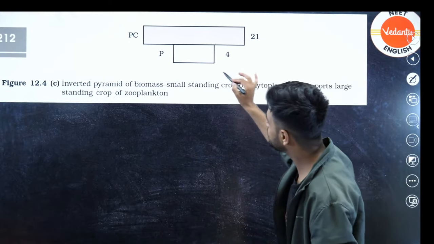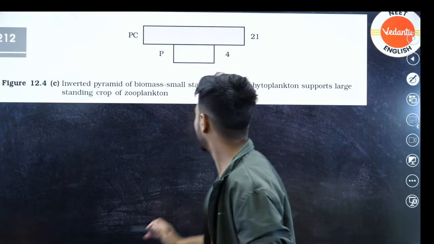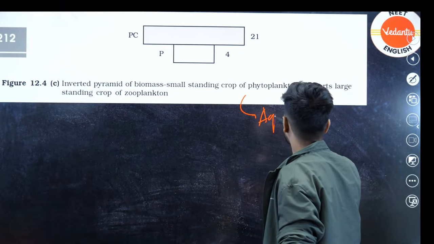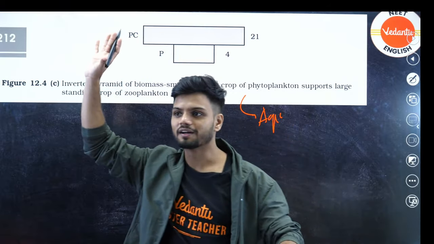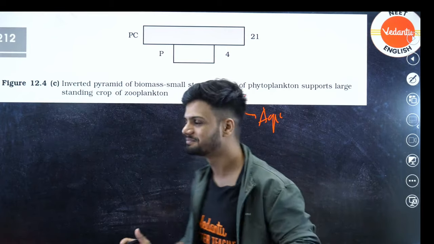It is inverted because, can you see, this is a pyramid of biomass in the case of aquatic ecosystem. I'm using only one hand. The other hand is holding a mic here. That's why it's not proper. Okay.